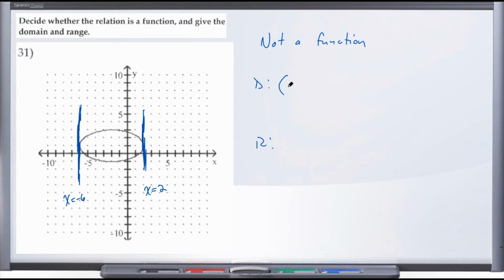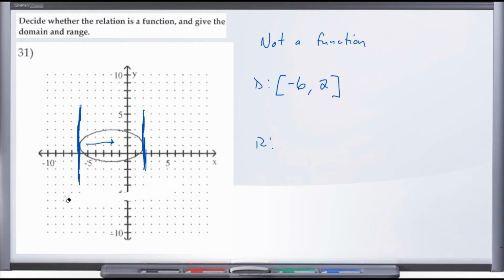And so for our domain, we're going to use brackets because we're talking about real numbers here. -6 is a real number. As we read from left to right, or go from smallest to greatest, we start at -6, head to the right, and stop at 2. And we use a bracket because 2 is a real number. And there we have our domain.